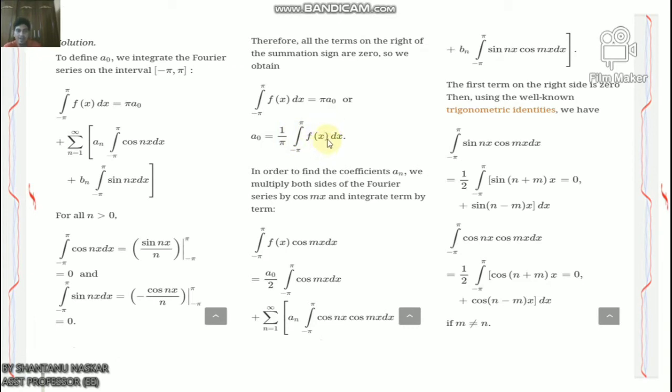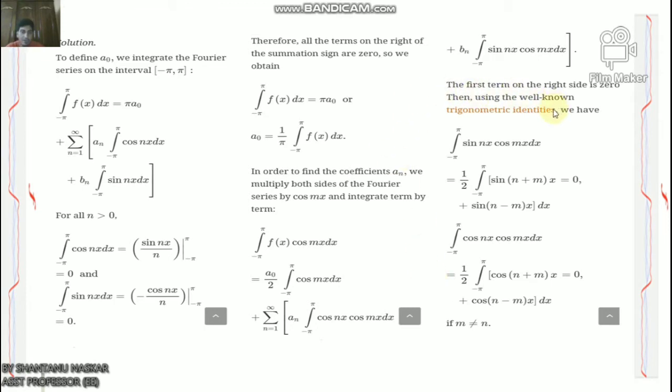So in order to find the coefficient an, we multiply both sides of the Fourier series by cos mx and integrate term by term, which is integration minus pi to pi f(x) cos mx dx = a0 by 2 integration minus pi to pi cos mx dx + summation of n = 1 to infinity within brackets an integration minus pi to pi cos nx cos mx dx + bn integration minus pi to pi sin nx cos mx dx.